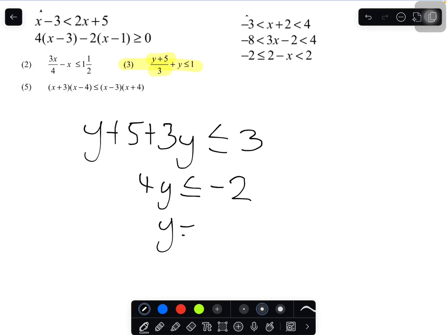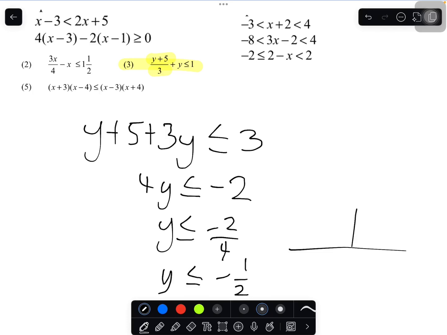And I'll have y equals negative 2 over 4, which is, why am I writing equal to? We have less than or equal to. And then I'll have y is less than or equal to negative half. So I'm going to put this into my number line. I'm going to have negative a half, and it's going to go this way.